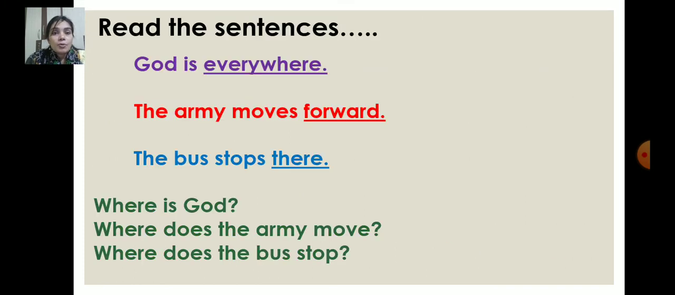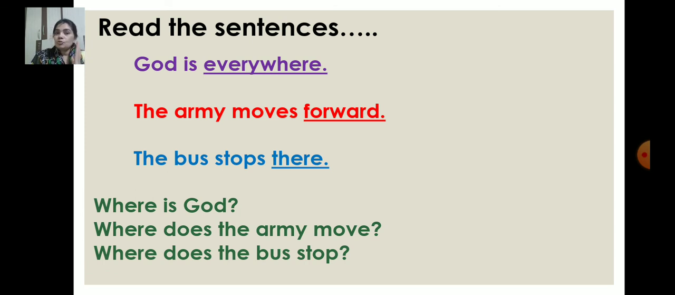Now let us see more examples. God is everywhere. The army moves forward. The bus stops there. So did you see any word like Delhi, Mumbai, Calcutta, Chennai? No. So the words which say the place. Okay, so God is everywhere. So where is God? Everywhere. So everywhere is the place. So it was the adverb of place.